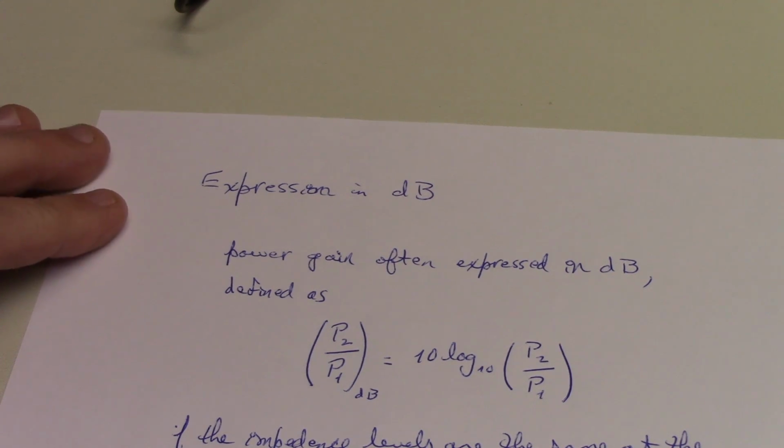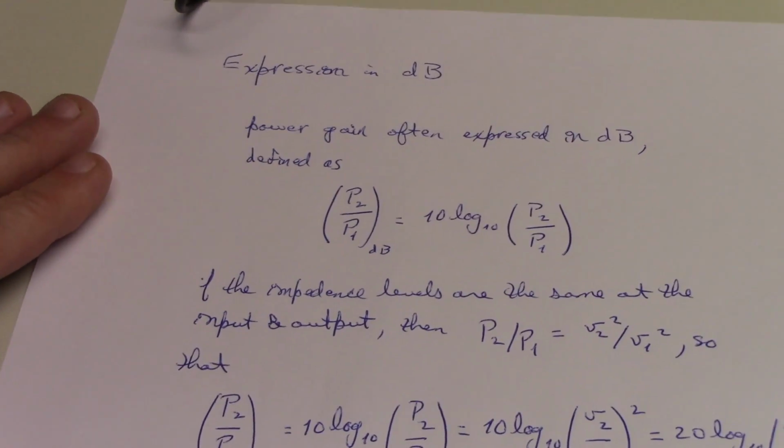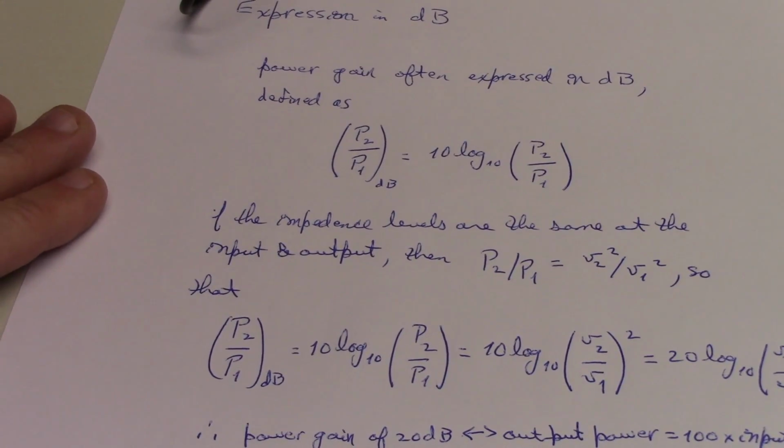Now, we're not talking about powers in this video, we're talking about voltages, but of course we know that the power and the voltage are related to one another. And in fact, the power is equal to the voltage squared divided by the resistance. In this case, we're talking about impedances because we've got reactive components in there. And if the impedance levels are the same at the input and the output, then we can express our gain in terms of dB.